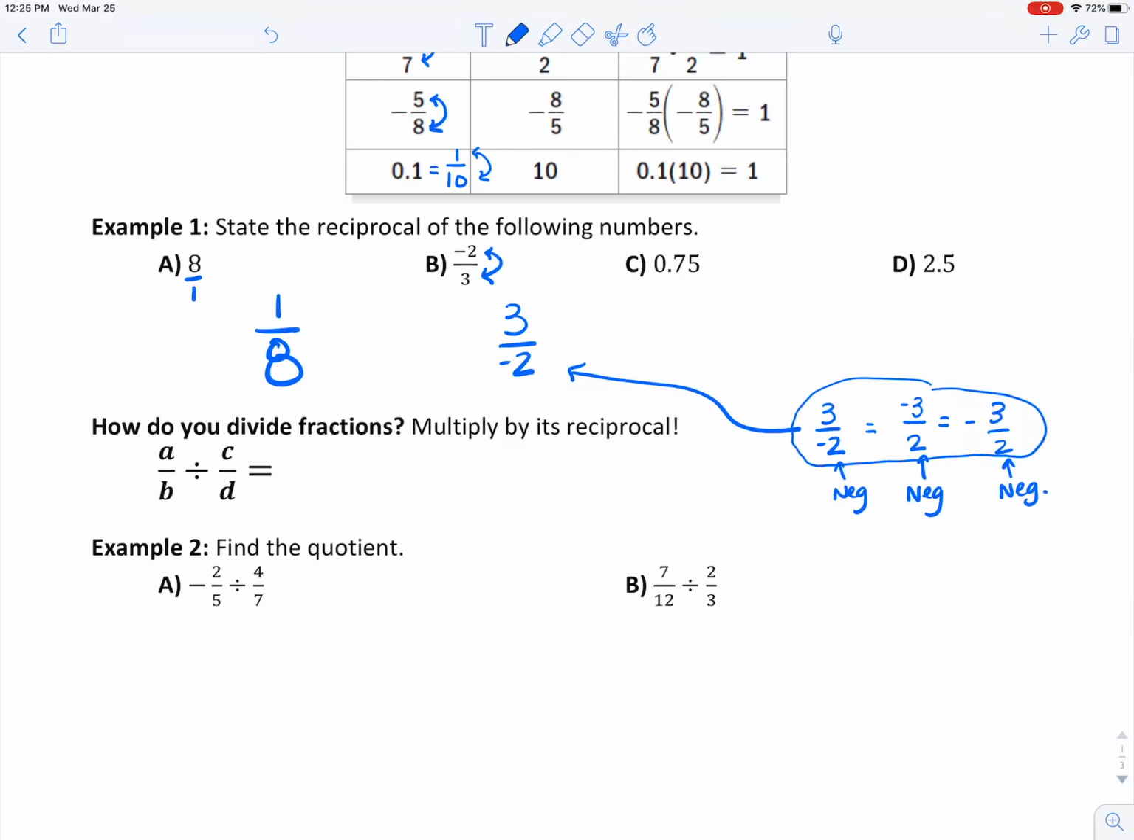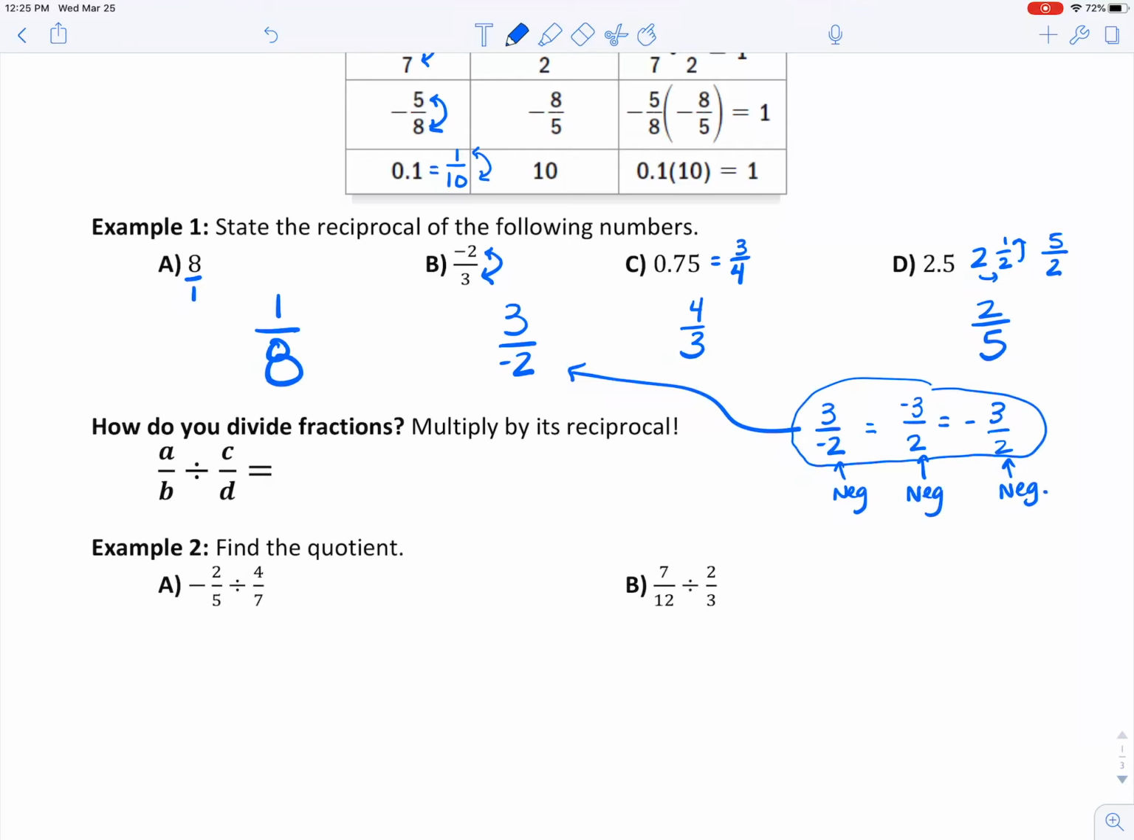All right, looking at letter C, 0.75, that's the same thing as the fraction 3 over 4. It's like saying 75 cents is 3 quarters. All right, so the flip of that would be 4 over 3, the reciprocal. And 2.5, all right, this is a good one here. This is like saying 2 and 1/2. But if I wanted to write this as an improper fraction, I have 2 times 2 plus 1 is 5. So this is really 5 over 2. The reciprocal of 5 over 2 is the flip of it, so 2 over 5.